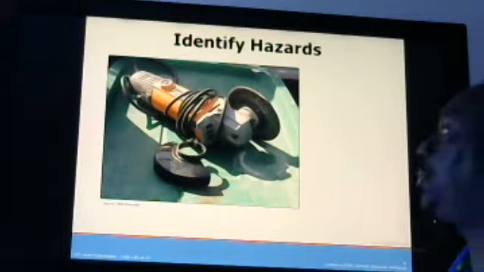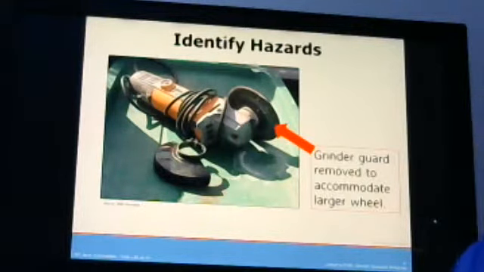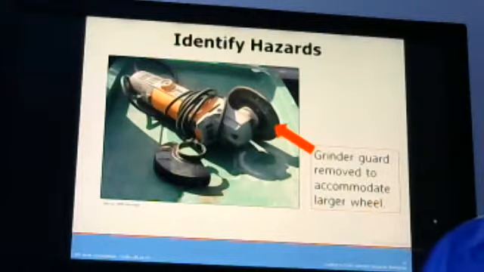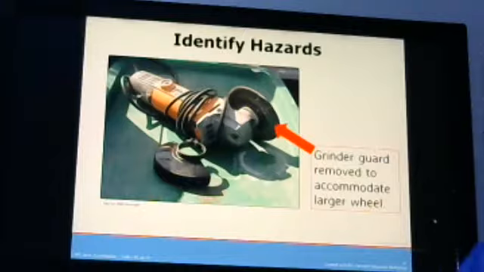Identify the hazard on this one. The guards are off. You see there's no guards on that grinder, which can allow anything to throw off and get in front of you. You want to make sure that all guards are in place before you use it. This needs to be out of service.